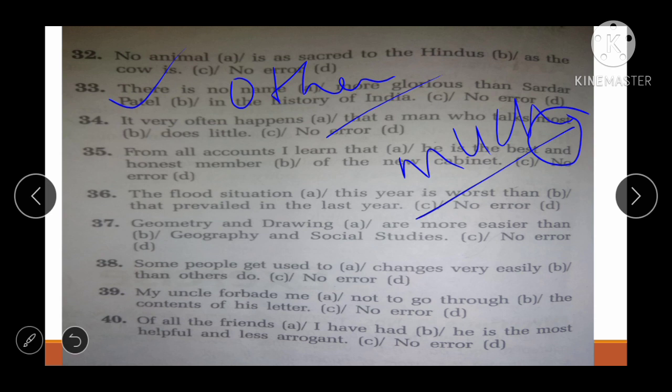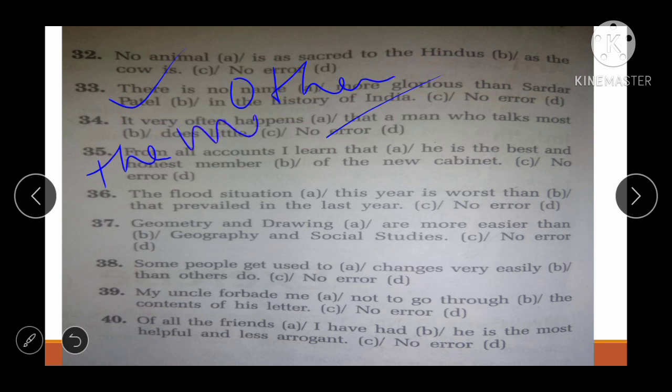Next one is: From all accounts I learned that he is the best and honest member of the new cabinet. No error. See friend, you have to add the most. Okay, you have to add the most. From all accounts I learned that he is the best and the most honest, because the degrees would be in the same manner. Okay, the best is superlative, the most honest is superlative. All right, so the error is in the B part.